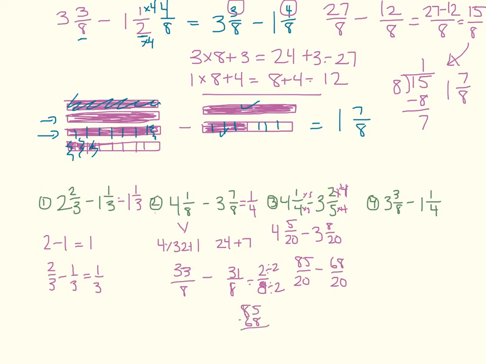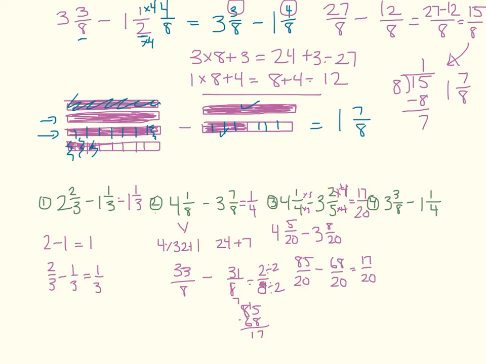I can borrow from the 8 to make 7. 15 minus 8 equals 7. 7 minus 6 equals 1, so that leaves me with 17 over 20. 17 is a prime number, so I know my answer can't be any smaller than that. So the answer to this one is 17 over 20.